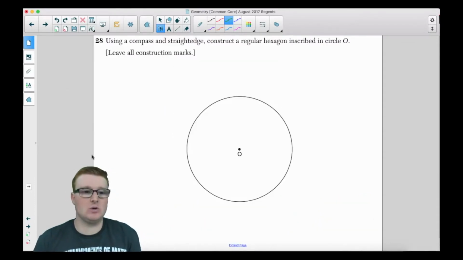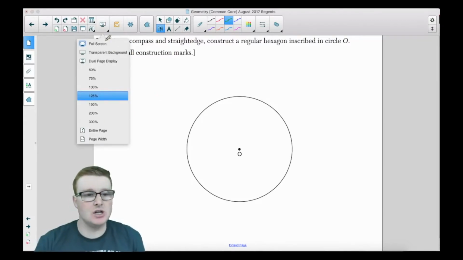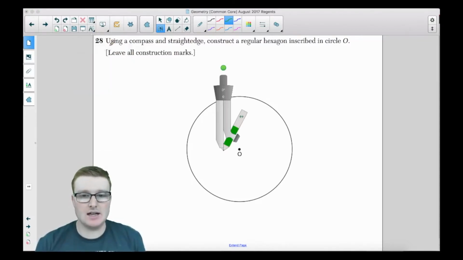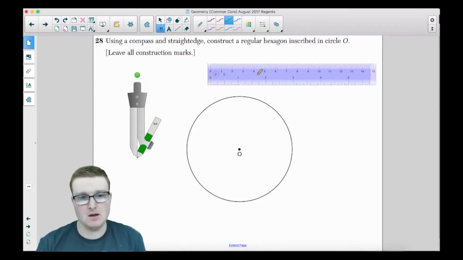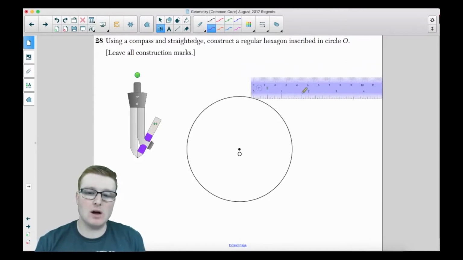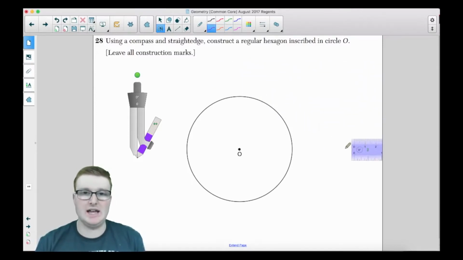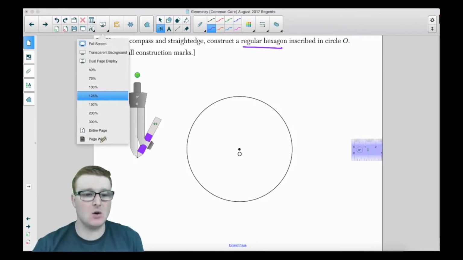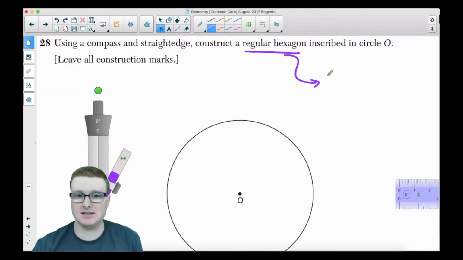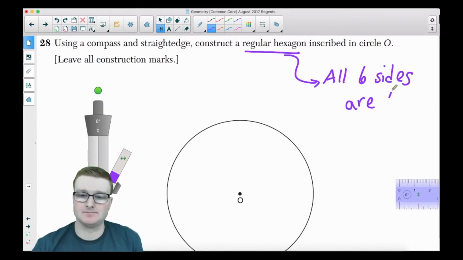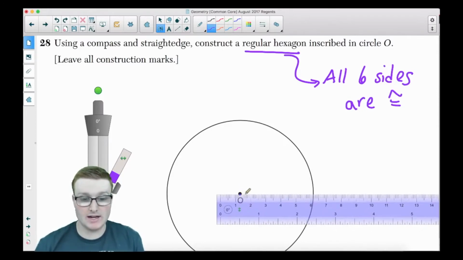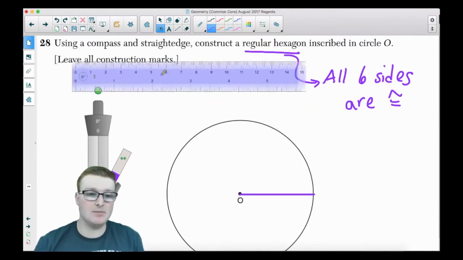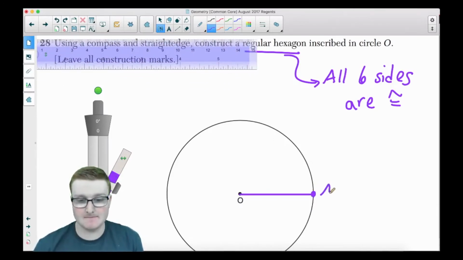Oh, this is a construction question. Using a compass and straight edge, construct a regular hexagon inscribed in circle O. Leave all construction marks. The first thing I want to establish is that a regular hexagon means all 6 sides are congruent. I'm going to take my straight edge and construct a radius from O to this endpoint, which I'll call point A.